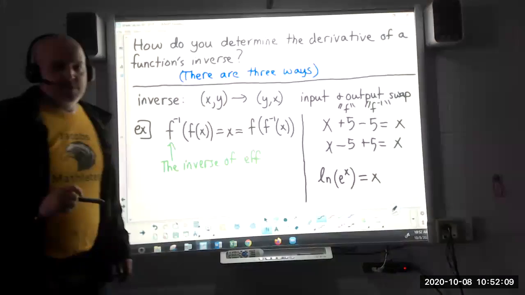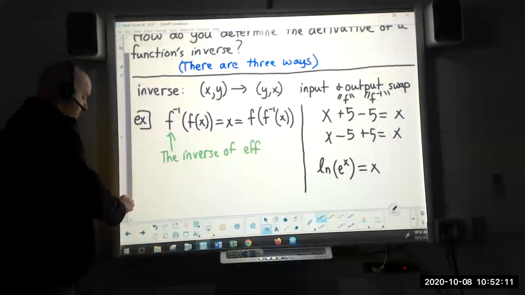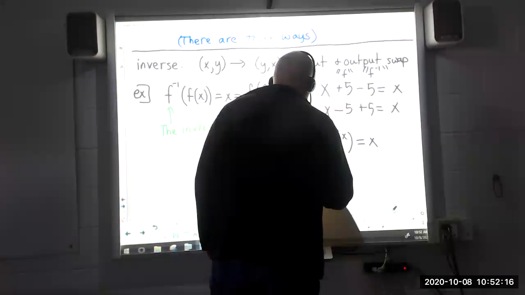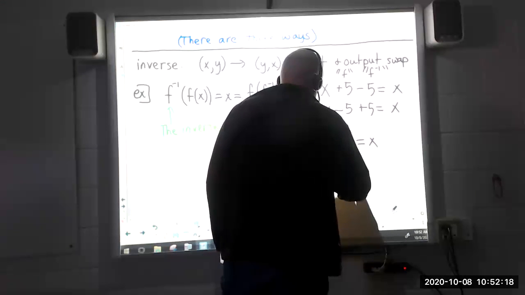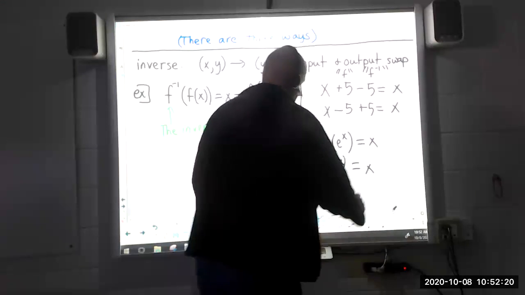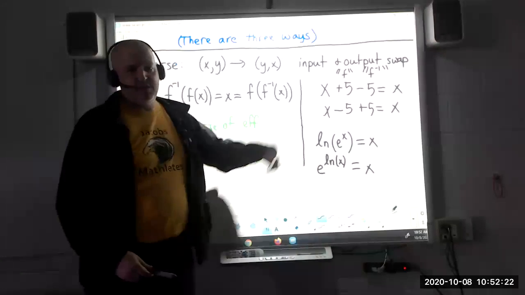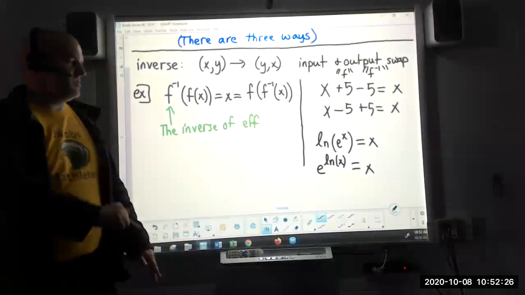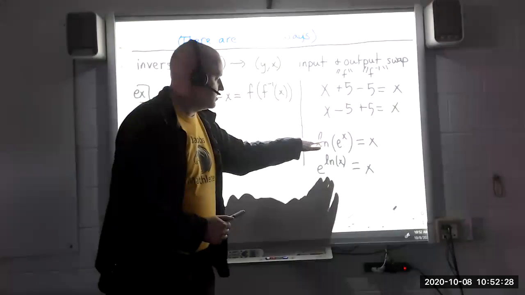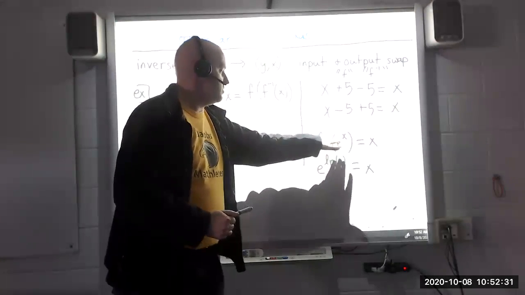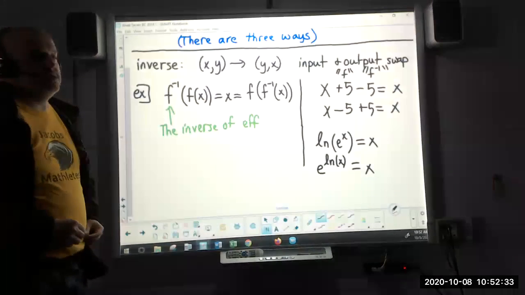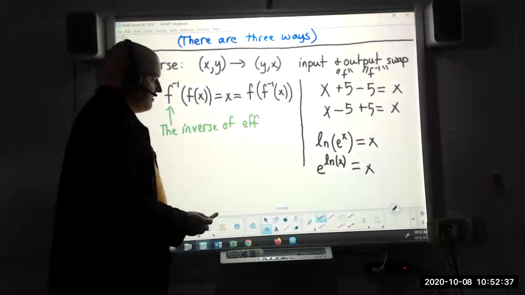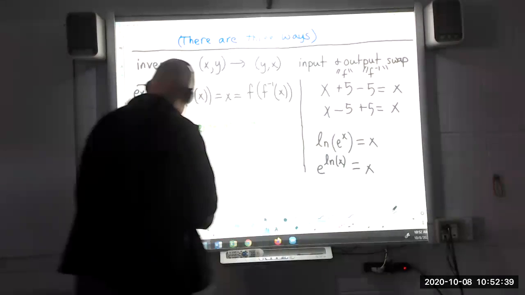Do you all remember that when we talked about log properties? Natural log of e to the power of x is x. Likewise, e to the power of the natural log of x is x. This is a different version of this. You start with the operation base e, you perform the log base e, you get x. You start with the operation log base e, you do the operation base e to the power of x, you get x. So this is the idea of functional inverses.